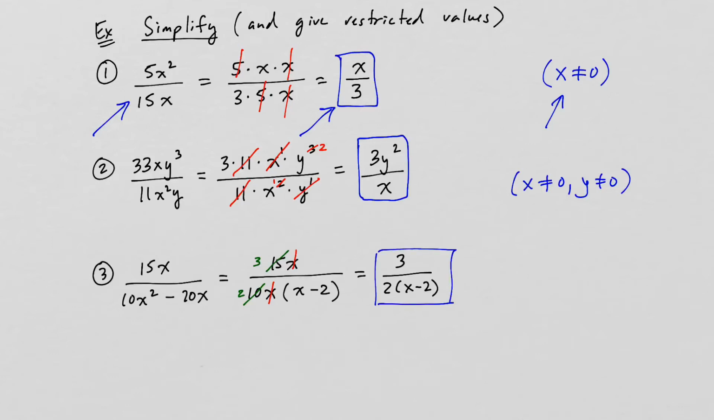Now, what about our restricted values? If you look at this, you can see pretty clearly that x cannot be 2 because 2 minus 2 would be 0. So it is correct to say x cannot equal 2. However, that's not the only restriction because when we factored this, we used to have an x here. And because of that x right here, x cannot be 0 because if you plug 0 in here, you get 0 for the entire denominator. So there is an additional restriction of x cannot be 0.